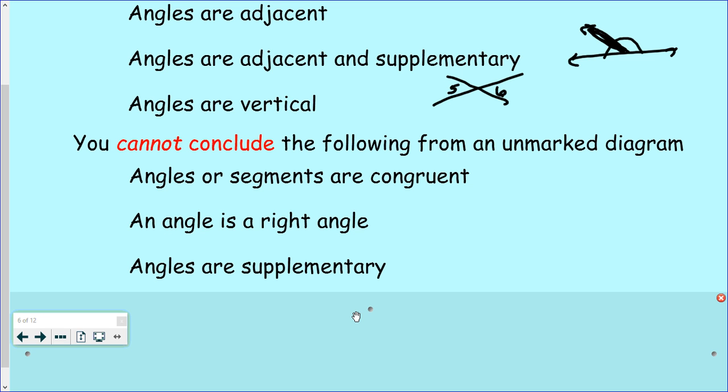Now notice up above, if we have other information like they're adjacent, then we can talk about them being supplementary. But if they're not adjacent, we cannot talk about two angles being supplementary.